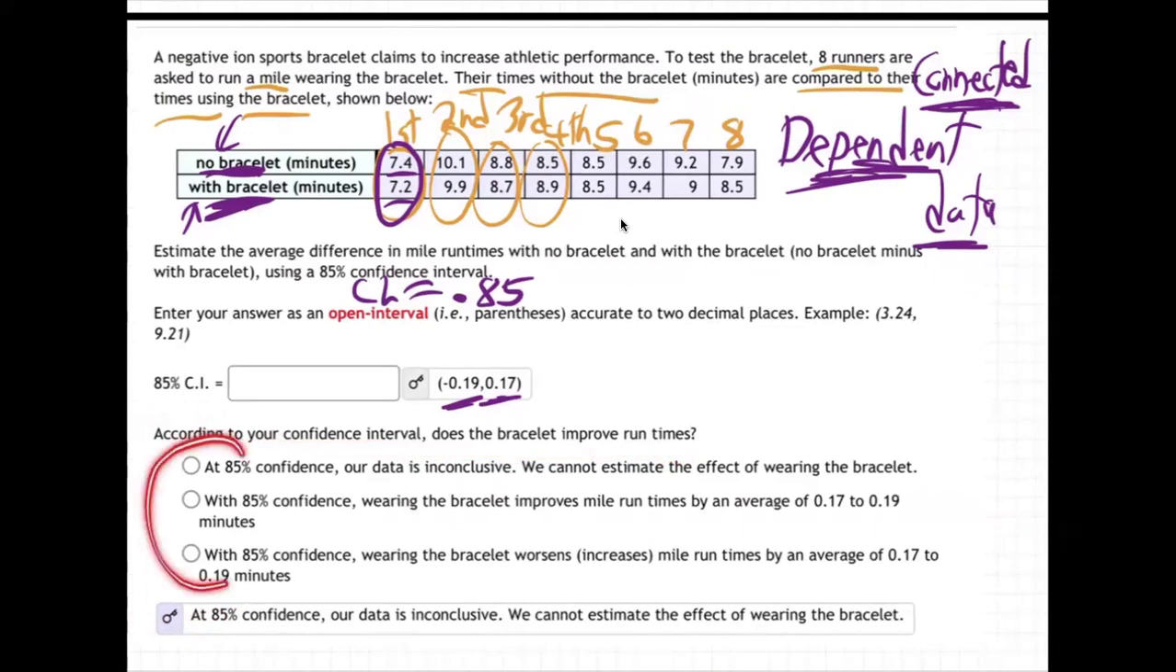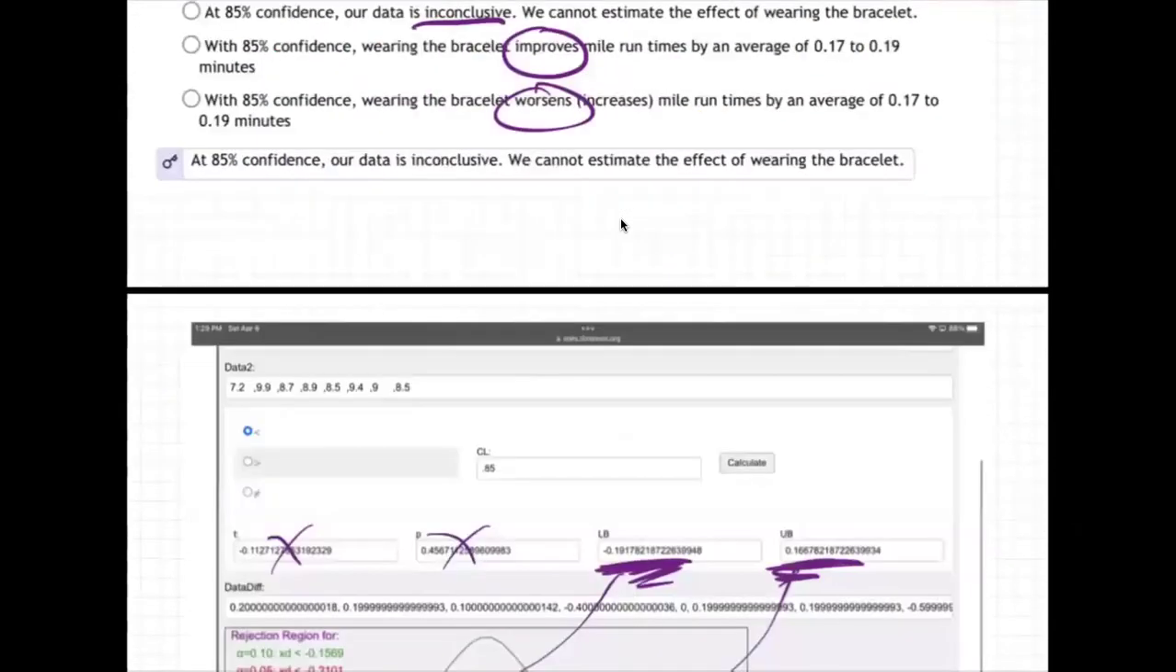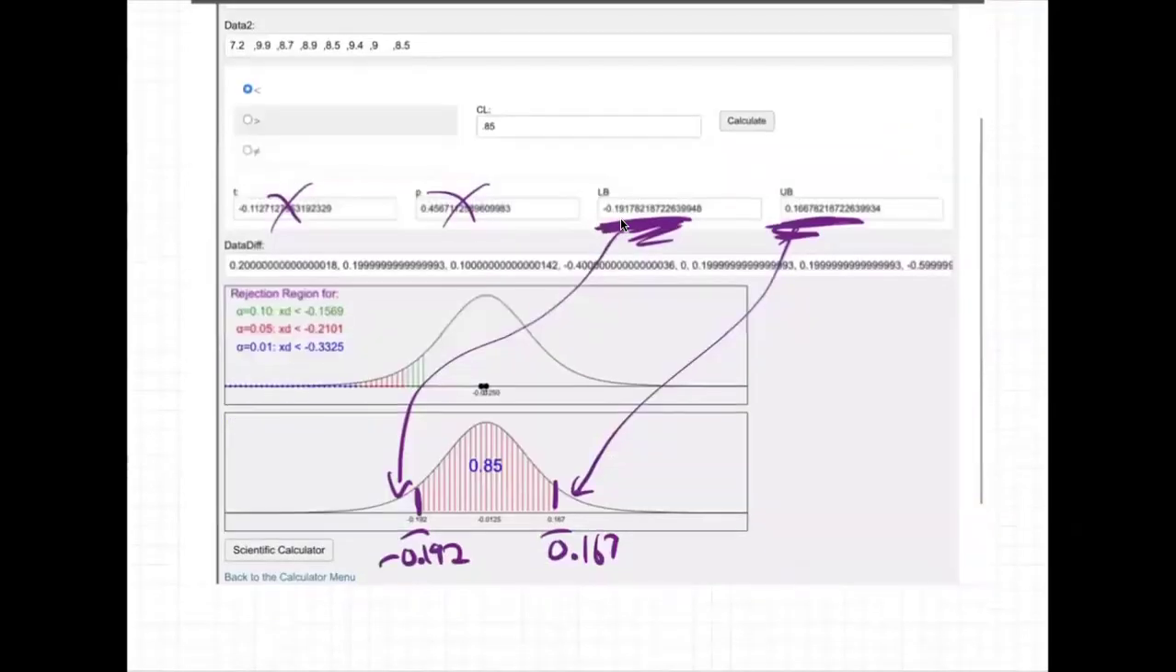Well, there's 3 options here. Basically, these 3 options are inconclusive, or it improves, or it worsens. Which one is it? Well, this is where you need to look at the notes. The notes will help you. Let me jump down here to the notes.